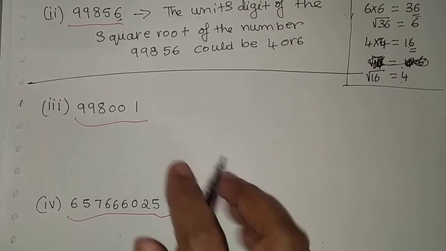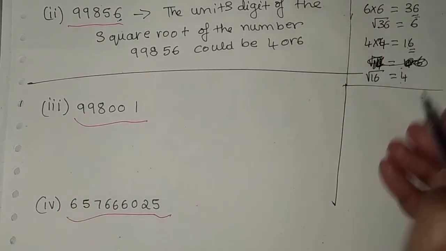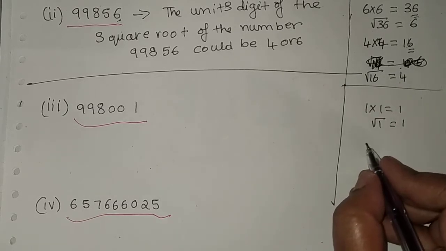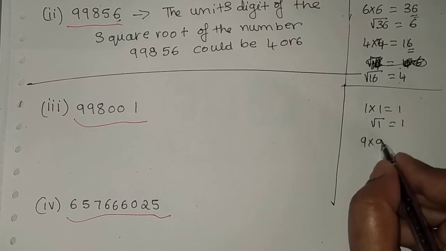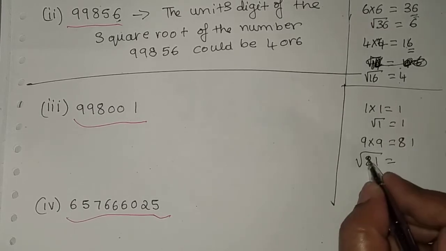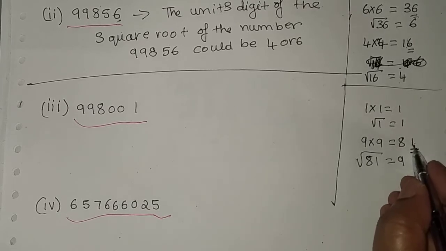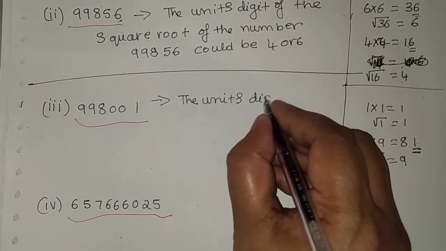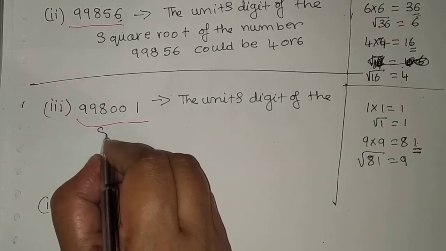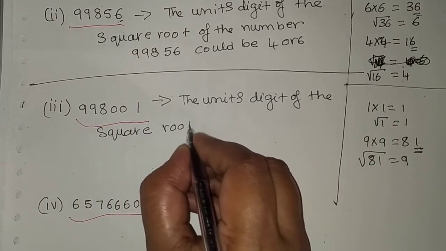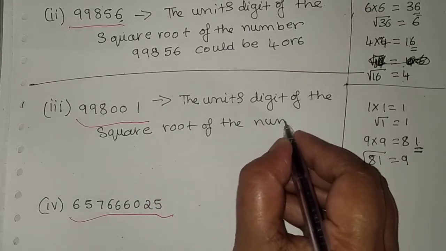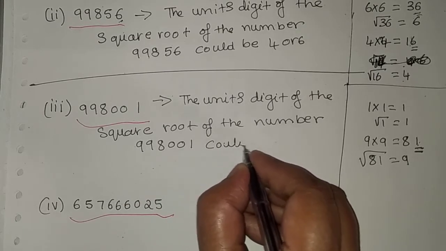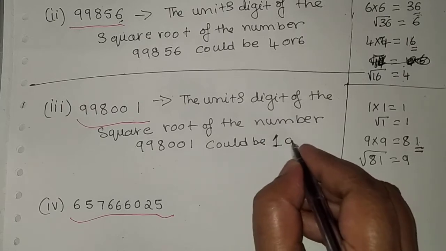Then we move on to the third one. Here take the same thing as the first problem. 1 is there. So what is the square root of 1? The square root of 1 is 1, and another number where we get 1 is 9 into 9, which is 81. Therefore the square root of 81 is 9. So the unit digit is 1. Therefore the units digit of the square root of the number 998001 could be the same as the first one, 1 or 9.